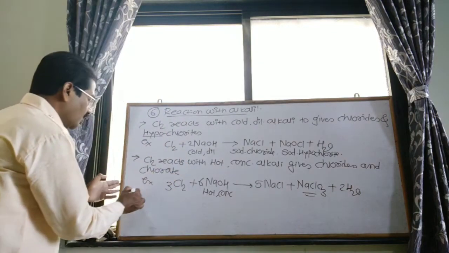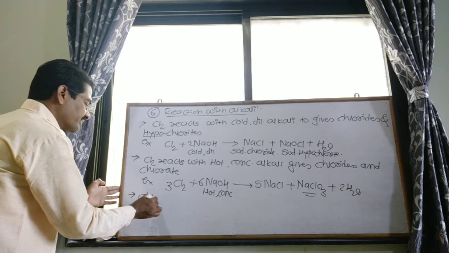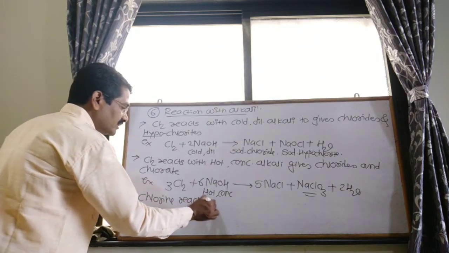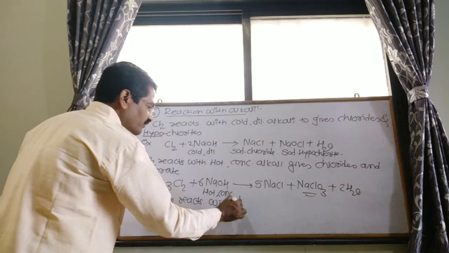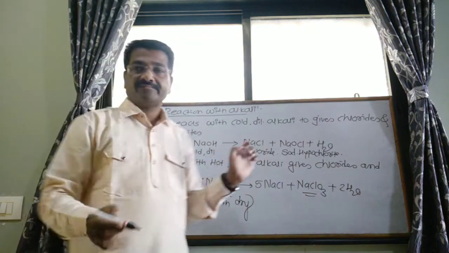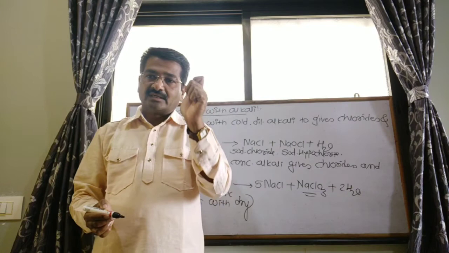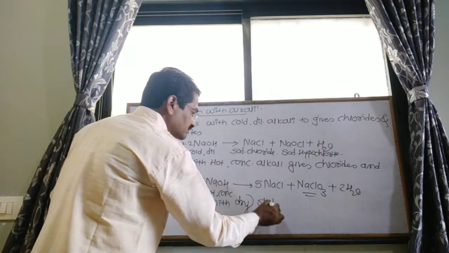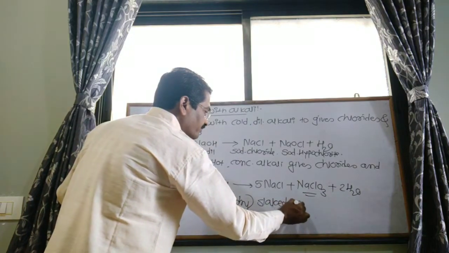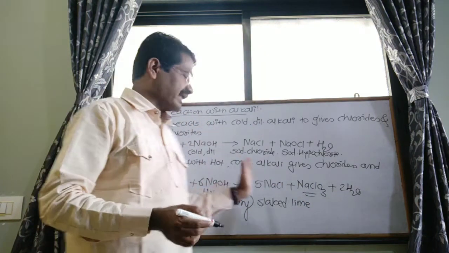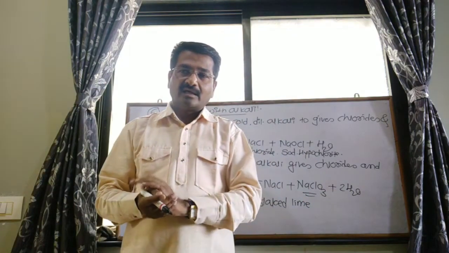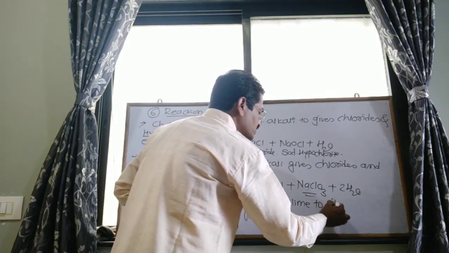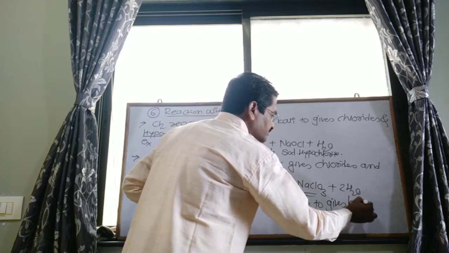Then chlorine reacts with dry slaked lime to give bleaching powder.